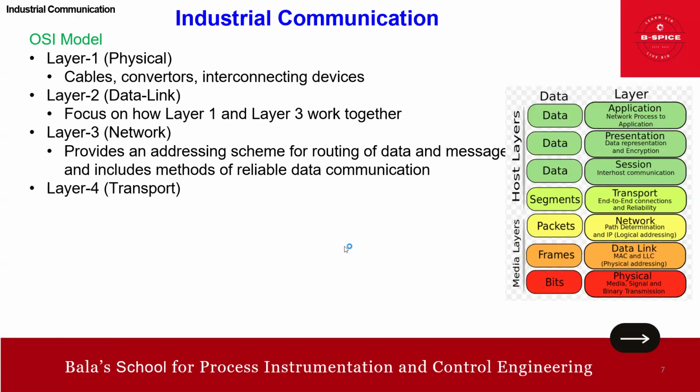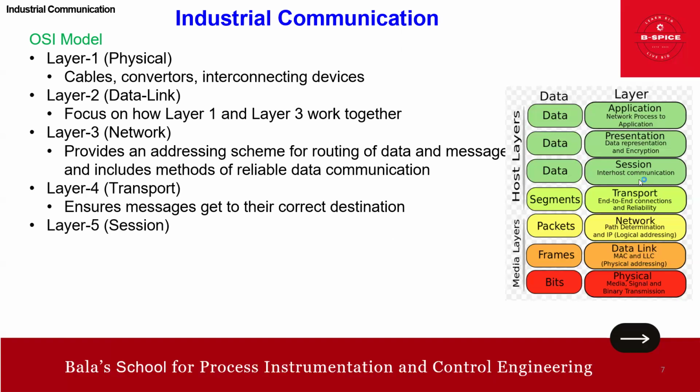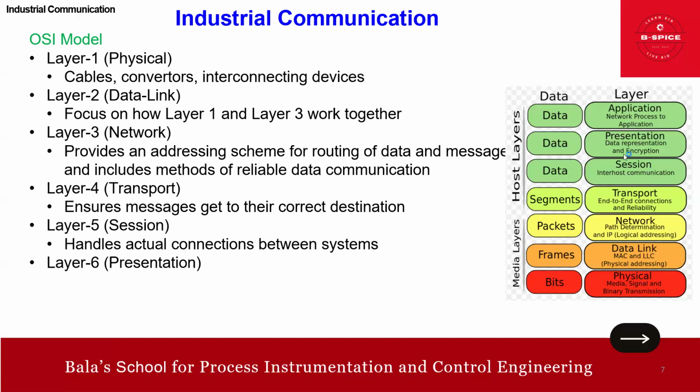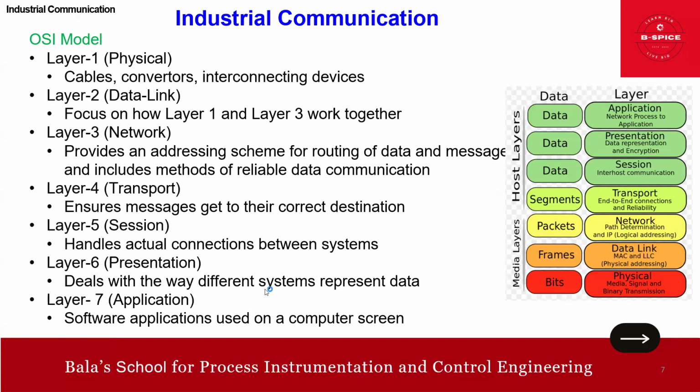Then layer four is the transport layer. This layer ensures that messages get to their correct destination, that is why it is termed transport. Then layer five is the session layer. This layer handles the actual connection between the systems, basically interhost communication. Then layer six is the presentation layer. This deals with the way different systems represent data, including encryption. Then the final layer, layer seven, is the application layer.